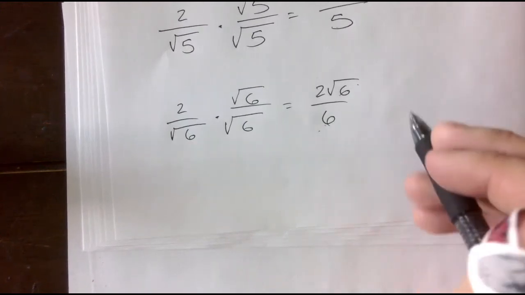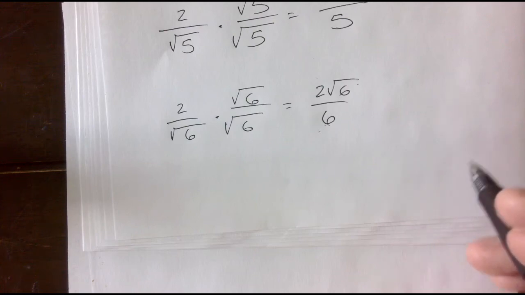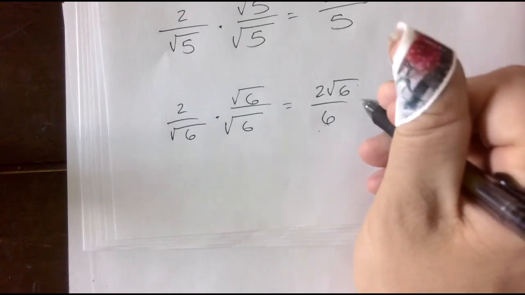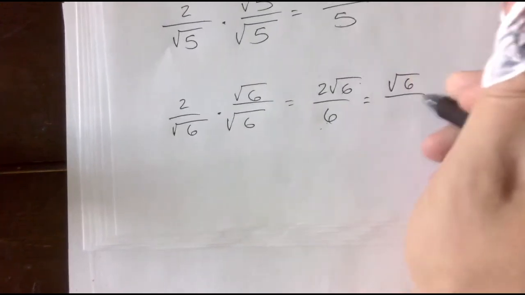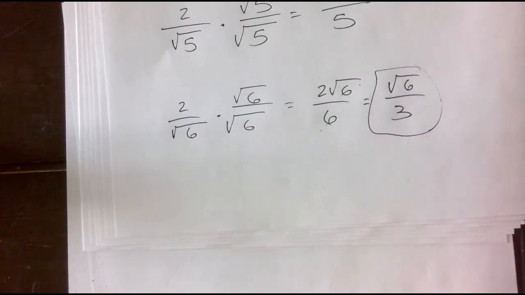Oh, you're right. Nice job, man or girl, whoever said it out loud. We're going to simplify it. 2 over 6 reduces to 1/3. So our answer is actually going to be square root of 6 over 3, and that would be our answer.